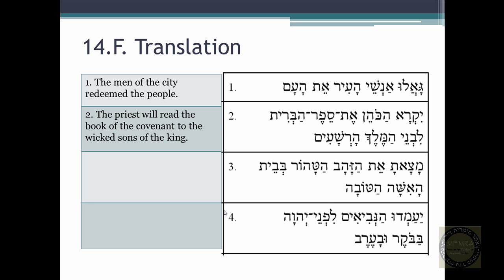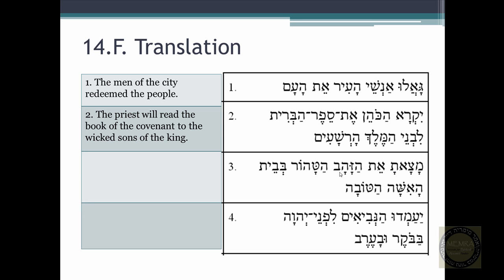Number 3, matzata et hazahav hatahor bevet ha'isha hatova. Verb form right up front. Is it prefixed? No. The ending tells us it's second masculine singular. So you will, or you found, translating it again as a perfect, you found, there's our direct object marker, hazahav, the gold.